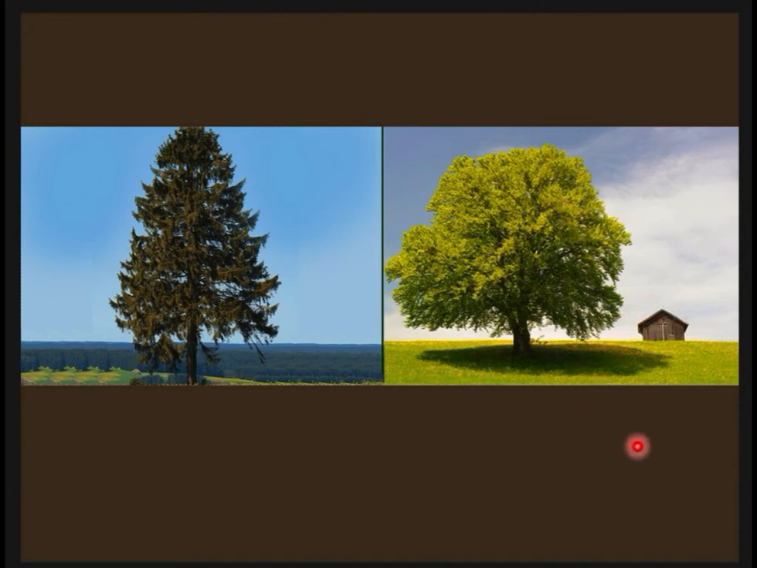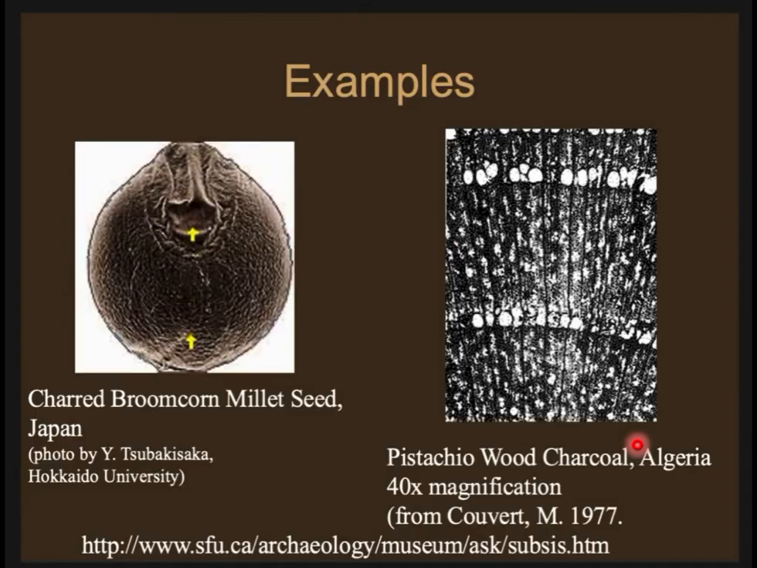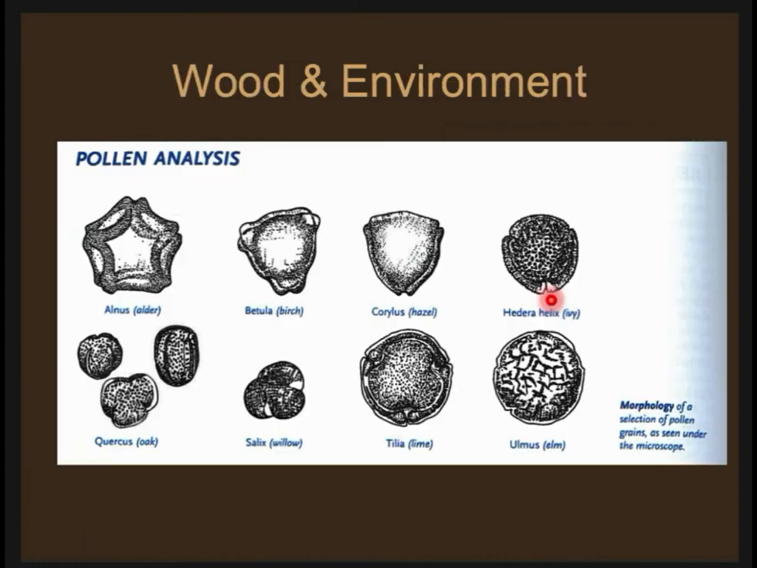So pollen is a really good technique to use as well. And so you can get pollen from archaeological deposits and also from lake cores. Here you can see seeds are also specific to species, and the wood grain, the actual cells of the wood, will give you an idea of the species as well.